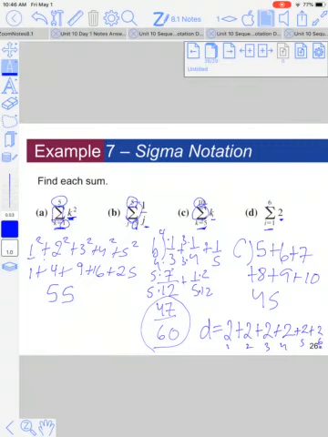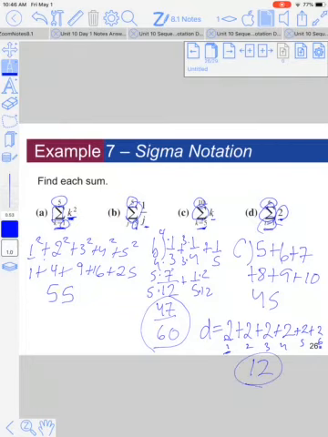How do I know I stop at the sixth term? Because that's what it says right there. How do I know I start at the first term? Because that's what it says right there. How come this is a 2? Because that's what it says right there. Why are we adding them up? Because that's what sigma says to do. 2 plus 2 is 4, plus 2 is 6, plus 2 is 8, 10, 12. The answer is 12. All right, that's sigma notation.